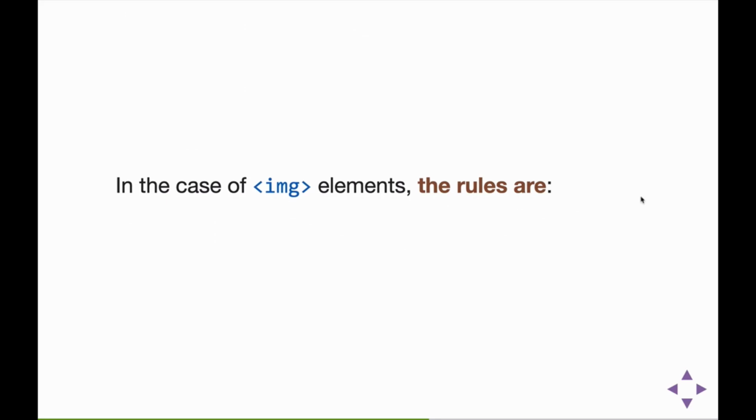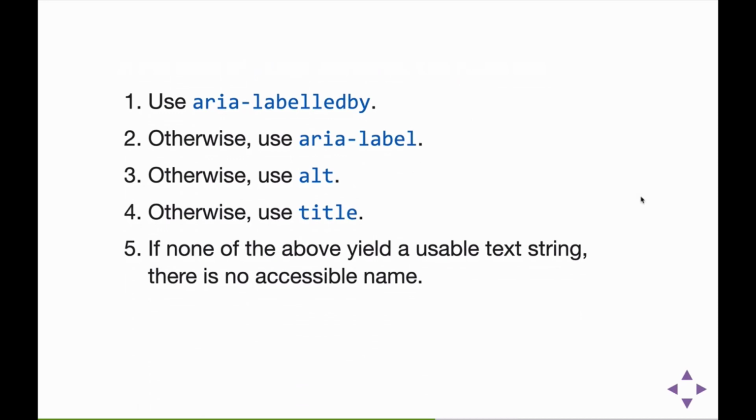What about the case of image elements? Well, the rules are quite similar in a way. First of all, just like before, if it's present, the aria-labelledby will win. If that's not there, the aria-label will win if it's present. If not, the alt attribute will win. Otherwise, the title will win. And if none of those are present, that element has no accessible name. And just like before, the alt attribute, or number 3 in this list, is actually the preferred method, but it's only third highest in priority.